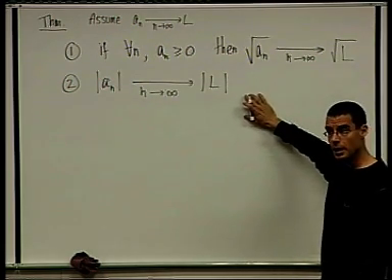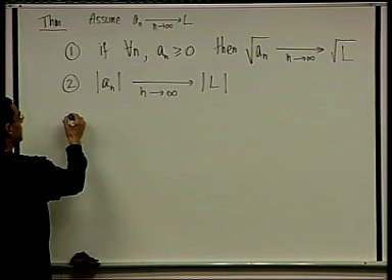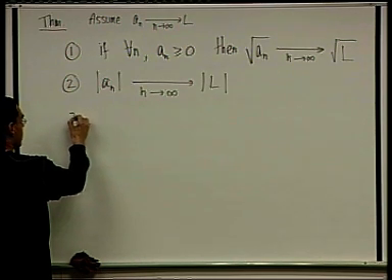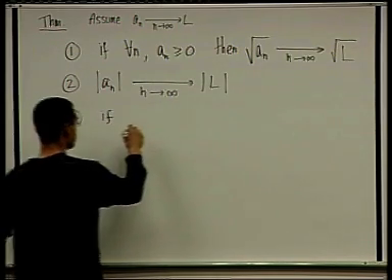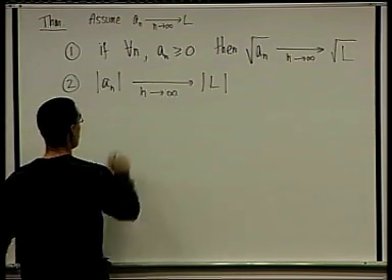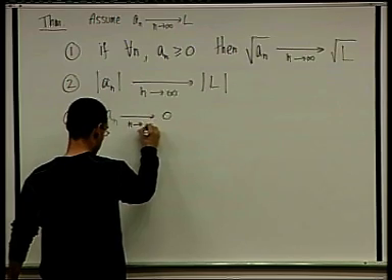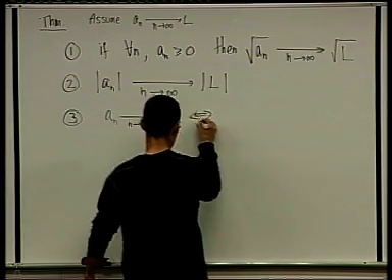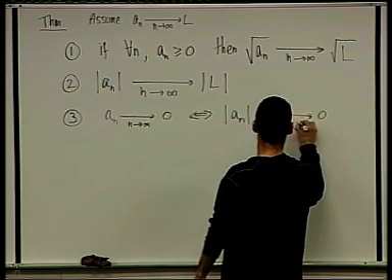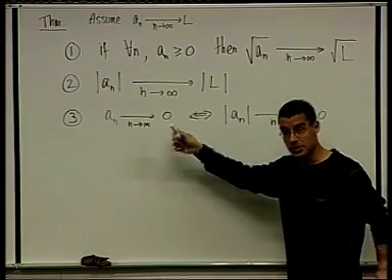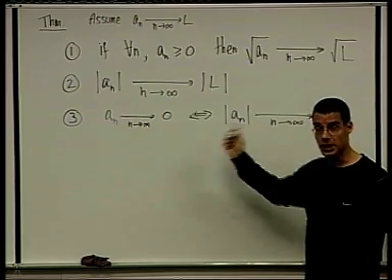Maybe let's remark this. Okay, let's put a 3 here, and then we'll add a remark. a n converges to 0 if and only if a n in absolute value converges to 0. So if this L happens to be 0, then property number 2 becomes an if and only if statement.